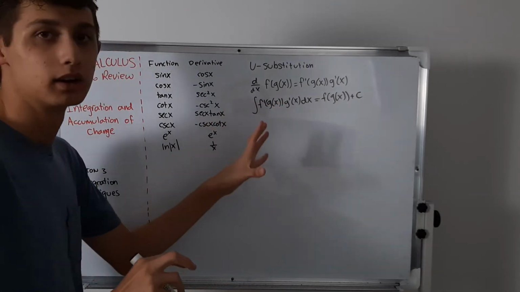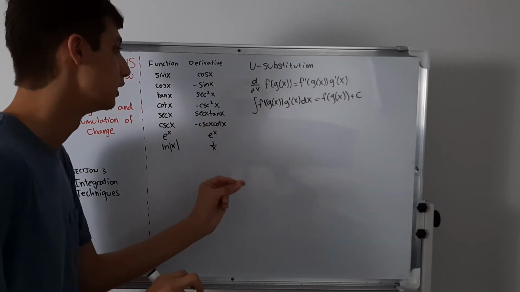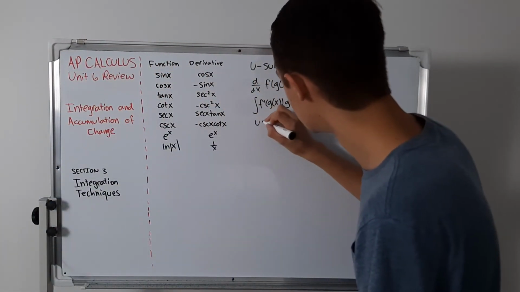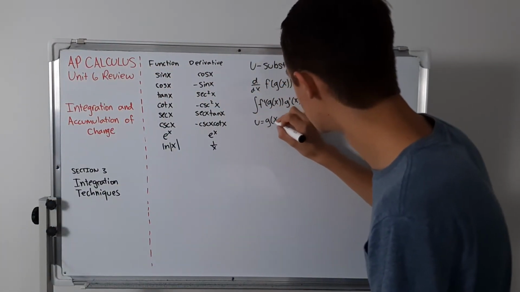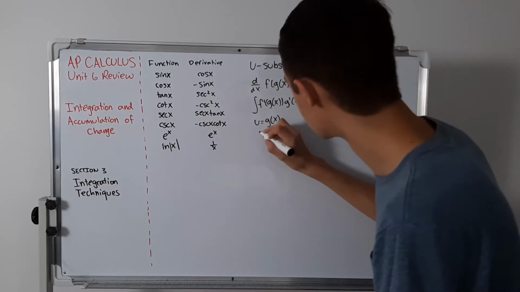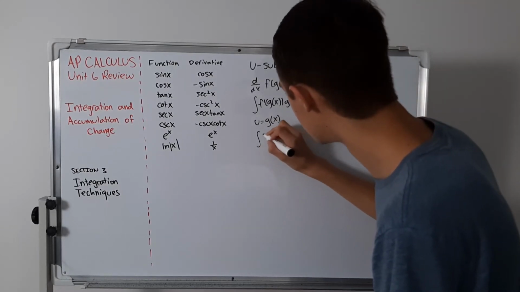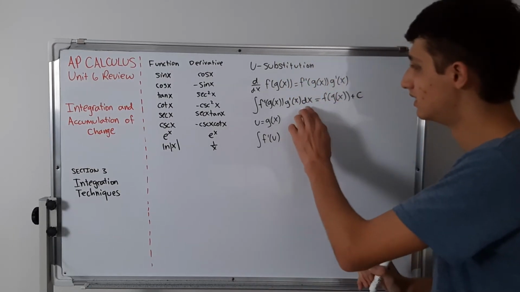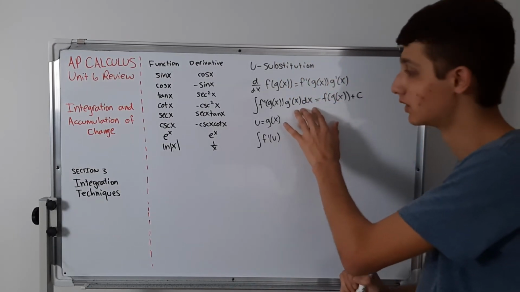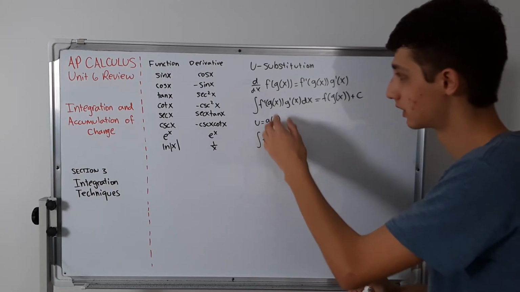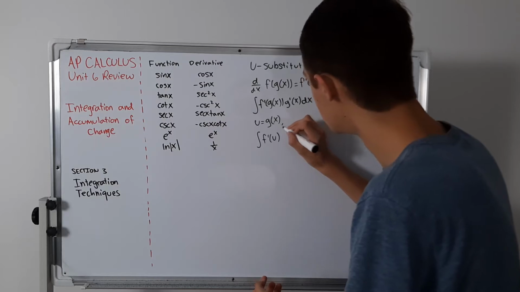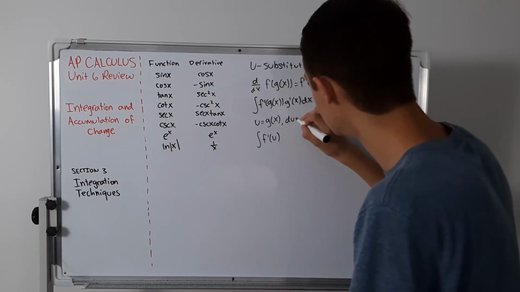Now this is really hard, so we like to simplify it. We like to say, okay, well, if we say u is equal to g of x, then we're going to have the integral of f prime of u, right? But then we need a du, right? Because we're no longer dealing with x's, we're dealing with u's. So we need to find what our du would be.